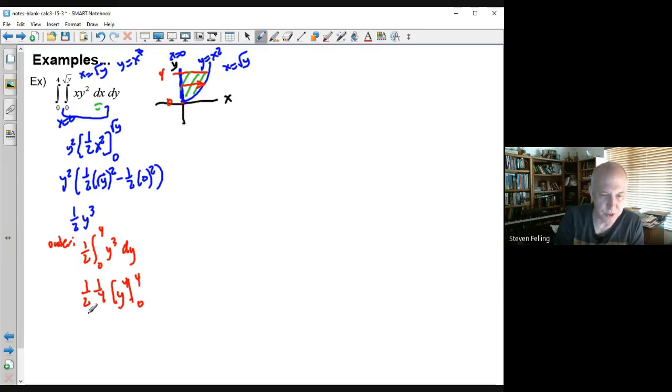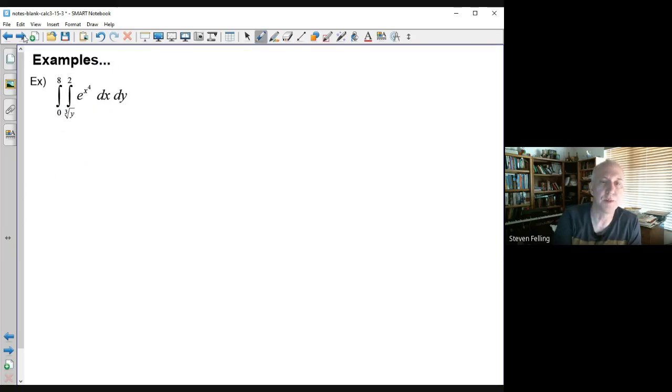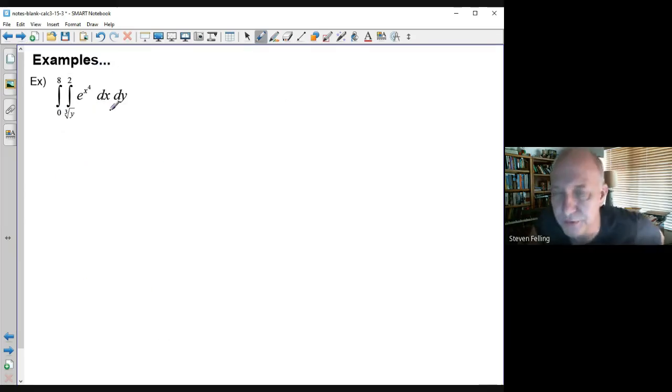Right, so that would be 1/8, and then we would be plugging 4 in. 4 to the 4th minus 0 to the 4th. And that turns out to be 32. Okay, so that would be that problem there. So in this case, it didn't help me to draw this out because I wasn't going to end up swapping things, because this was already pretty easy to do. Let's look at another example, and you can pause these videos and try these if you want.